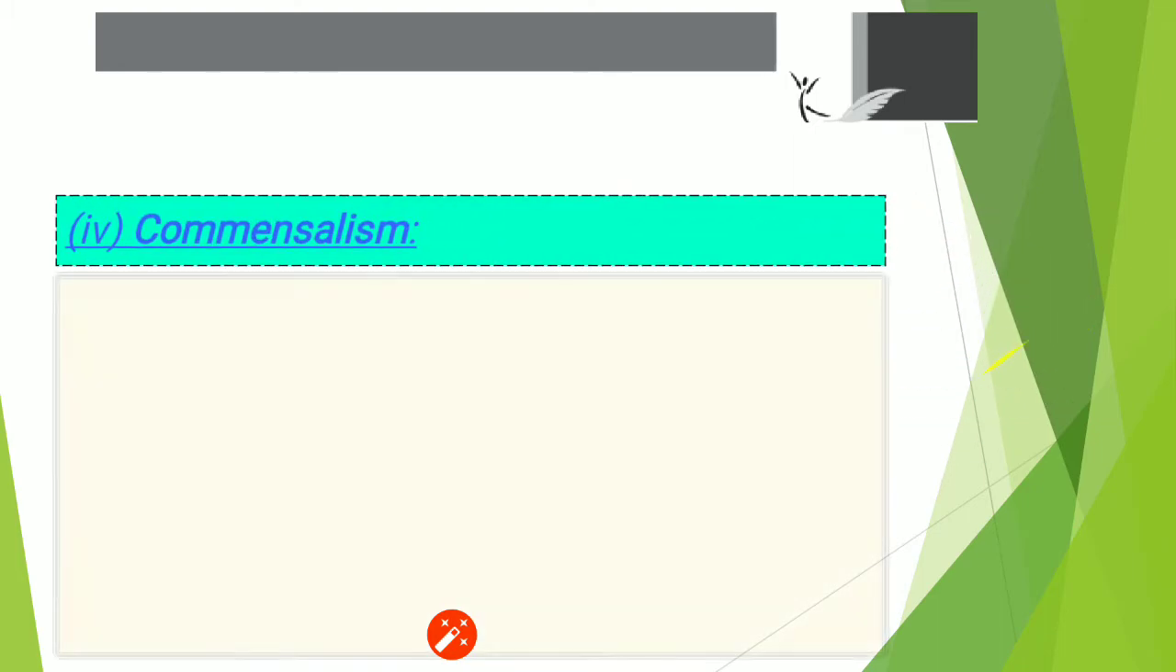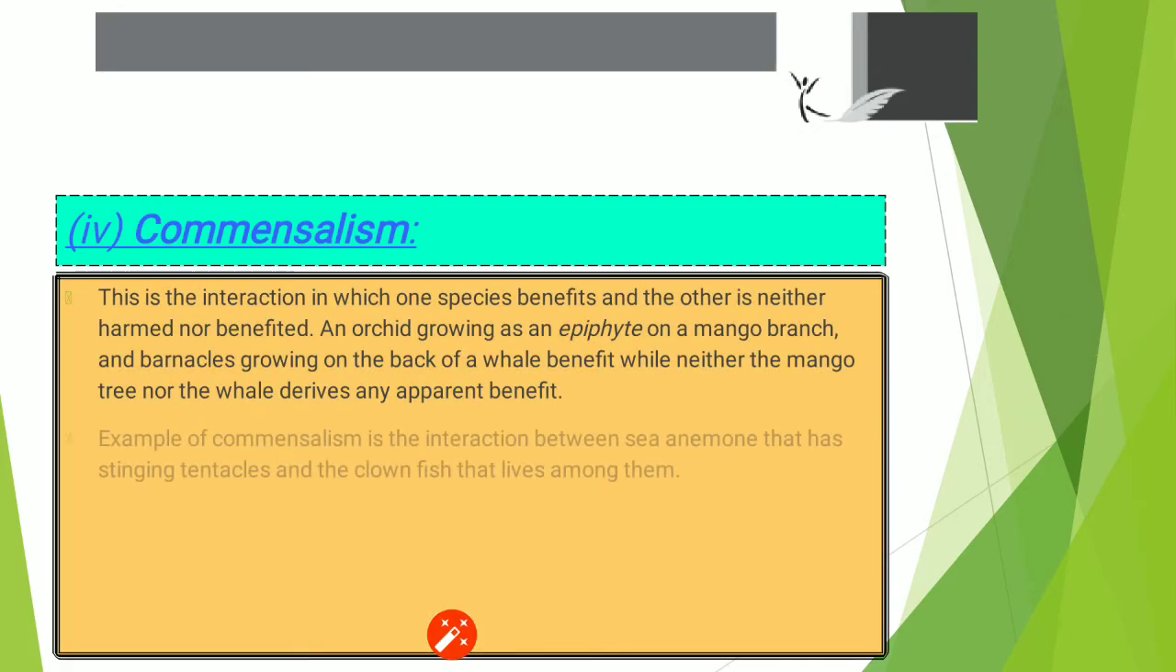Fourth is commensalism. This is the interaction in which one species benefits and the other is neither harmed nor benefited. An orchid growing as an epiphyte on a mango branch and barnacles growing on the back of a whale benefit, while neither the mango tree nor the whale derives any apparent benefit. Another example of commensalism is the interaction between the sea anemone that has stinging tentacles and the clownfish that lives among them.